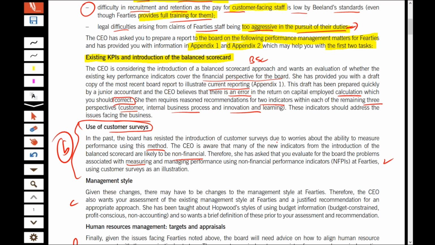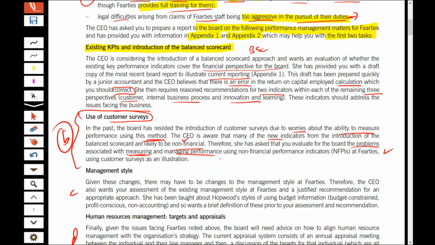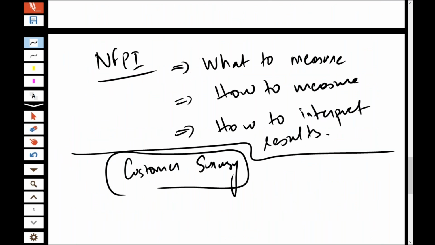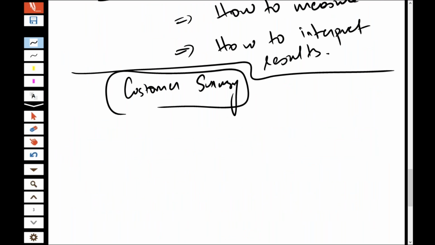Board has resisted introduction due to worries about ability to measure using this method. CEO is aware that many of the new indicators from the introduction of balanced scorecard are likely to be non-financial. She has asked you to evaluate for the board the problems associated with measuring and managing performance. Now, see what happens: the problem in measuring with the customer survey is, first of all, the satisfaction level.